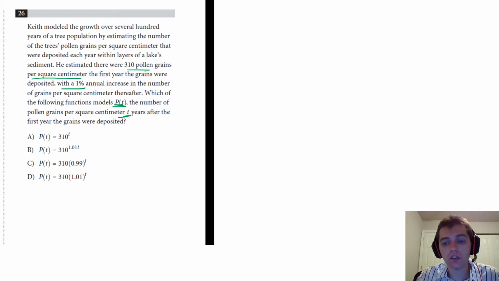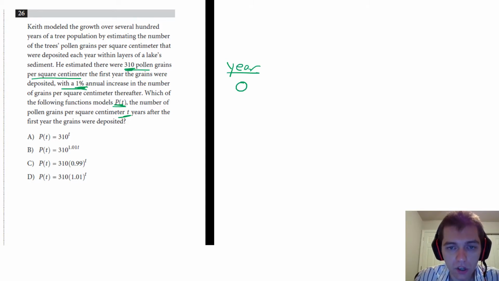Okay, so in your mind, take all that long explanation and think, okay, all I need is an equation that has an initial of 310 and increases 1% each year. You can forget the pollen and everything else. Initial 310, 1% each year. So when there are these percent increase problems that you need to find an equation for, I always like to think, okay, in terms of years, year 0, when I first start my measurement, I will have that 310, right?